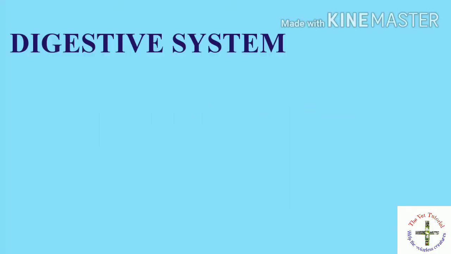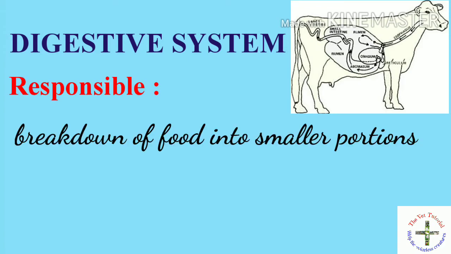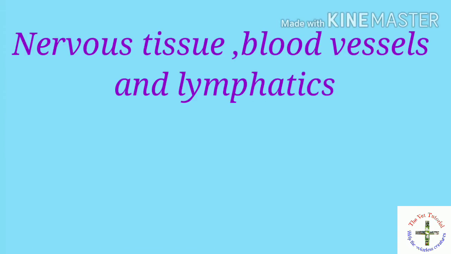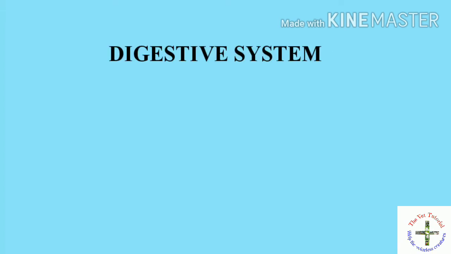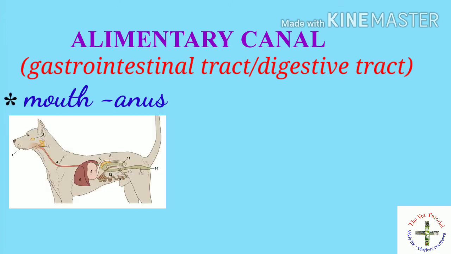Then let's start with the introduction of the digestive system. I think everyone knows what the digestive system is responsible for, or we can say what the main function of the digestive system is. So it is responsible for breakdown of food into smaller portions so that it can be utilized for energy, growth and cellular renewal. Remember that nervous tissue, blood vessels and lymphatics all play an important role in digestion. The digestive system includes the alimentary canal and accessory organs. The alimentary canal extends from mouth to anus.